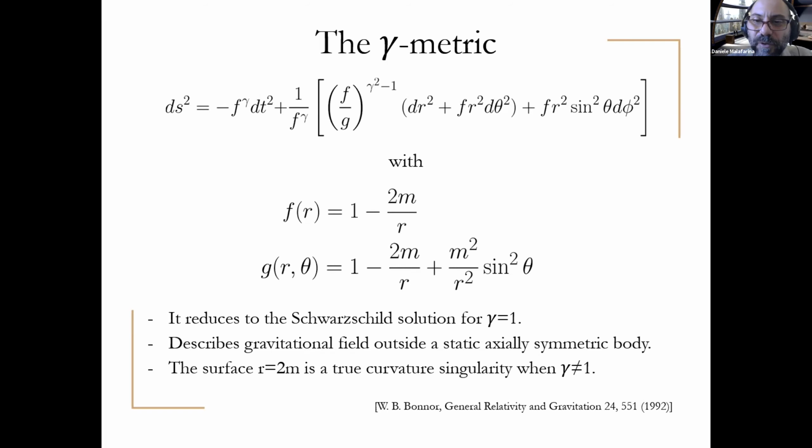When gamma is different from one, r equal to 2m is a curvature singularity, which to me is very interesting because I can think about a supermassive black hole of billions of times the mass of the sun would have a horizon that is somewhere at several astronomical units from the center. And if I add one atom somewhere close to that horizon, that one atom would be enough to deform the geometry and make that horizon a singularity.